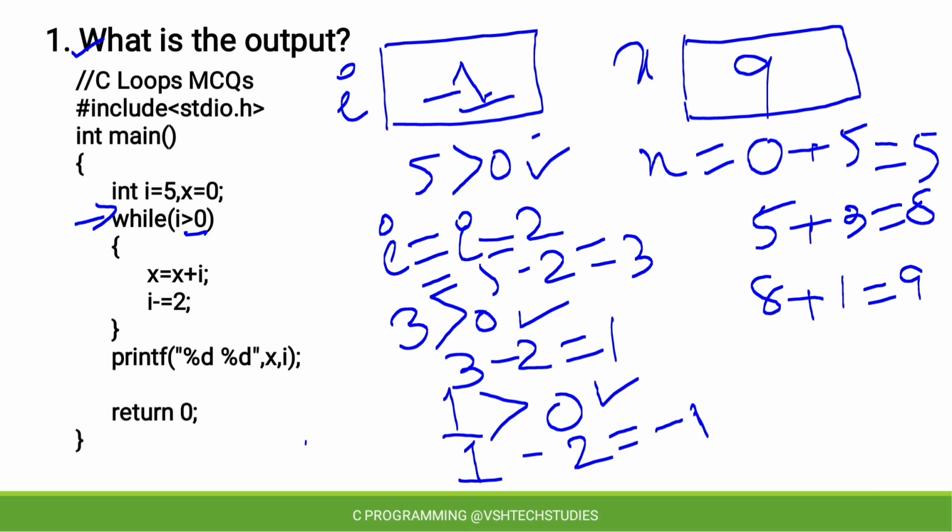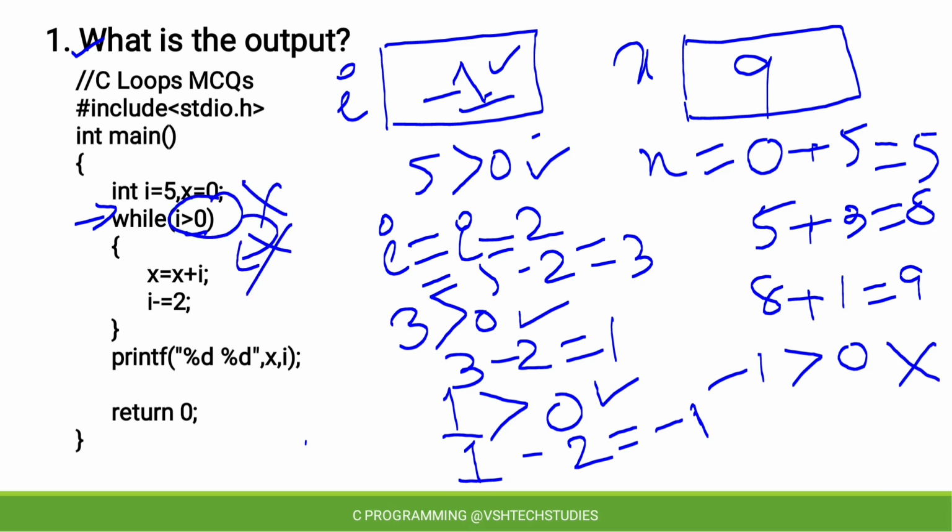This condition is checked. Is I greater than 0? I is minus 1. Is minus 1 greater than 0? No. This condition fails now. Now instead of going into the loop body, the control goes out of the loop body. So this is the end of the loop body. Out means it goes to the next instruction outside the loop body. So here it is the printf statement. So then printing on the monitor is done.